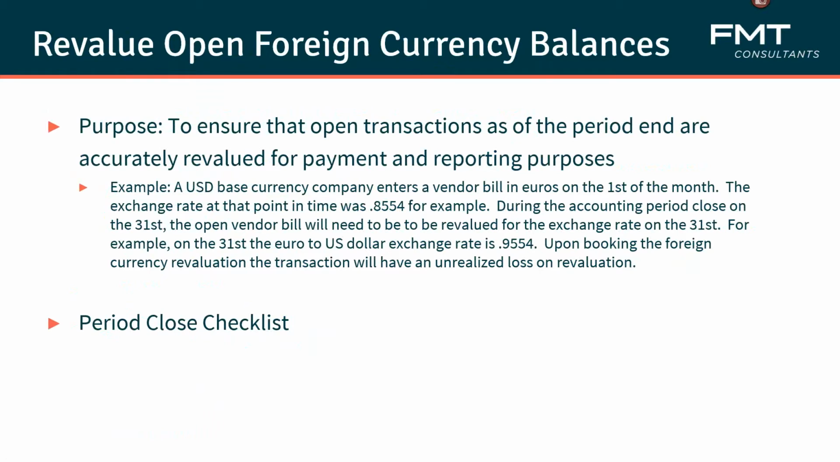An example of this, a US dollar base currency company enters a vendor bill in euros on the first of the month. The exchange rate at that point in time is 0.8554, for example. During the accounting period close on the 31st, the open vendor bill will need to be revalued for the exchange rate on the 31st. For example, on the 31st, the euro to US dollar exchange rate might have changed to 0.9554. Upon booking the foreign currency revaluation, the transaction will have an unrealized loss upon revaluation.